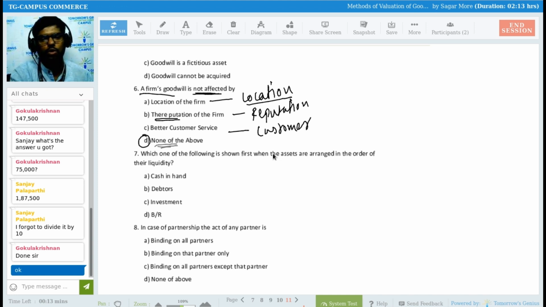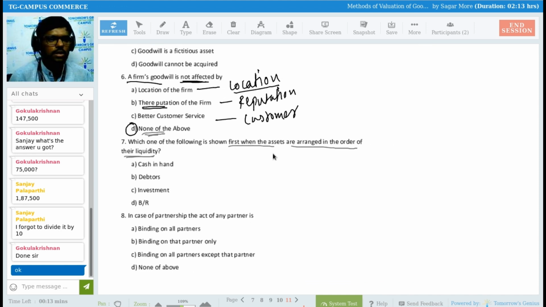Which one of the following is shown first when the assets are arranged in order of their liquidity? What is liquidity? Liquidity means amount which is readily available. Liquid cash, cash which is available readily. So cash in hand, obviously.